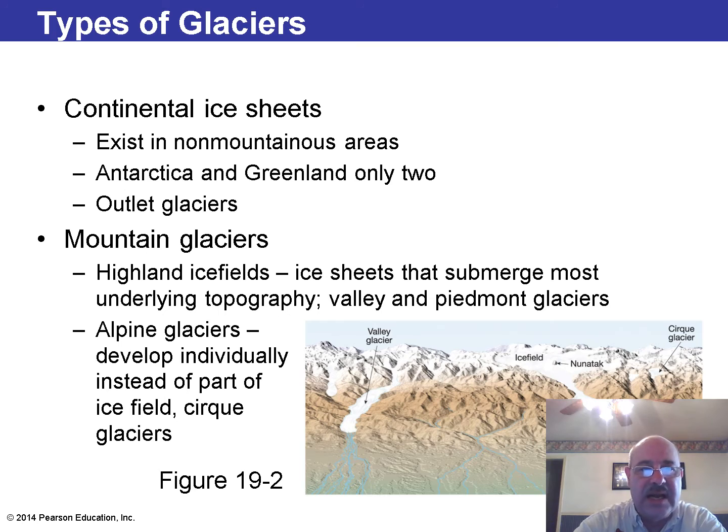All right, continental ice sheets exist in non-mountainous areas. Non-mountainous. If it's mountainous, it's an ice field, all right? Here, let me turn my little pin on here. Boom, there's my little pin. Boom. Ice field, that's in mountainous area. Non-mountainous areas, okay, you're talking Antarctica and Greenland. We only have 2 ice sheets now.